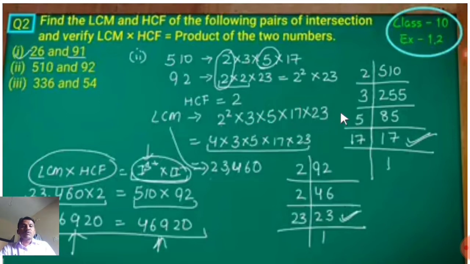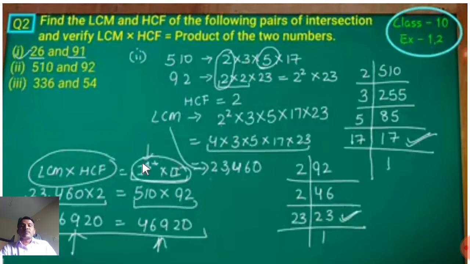What is the condition? How to find LCM? Take the highest powers of the common factors. Here 2 raised to 2 is the highest factor in 2. Rest all you have to multiply and you have to write the number. That gives us the product of all these numbers, which gives us 23,460. This is the LCM of these two numbers.